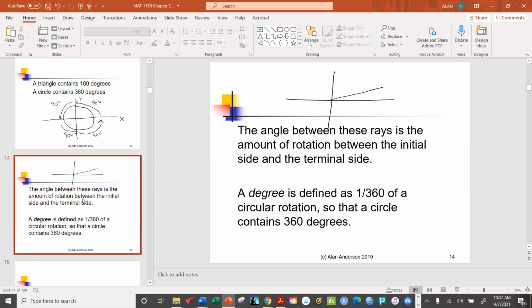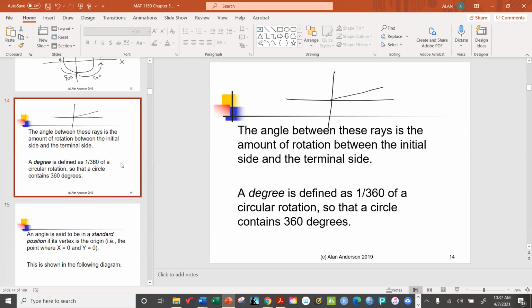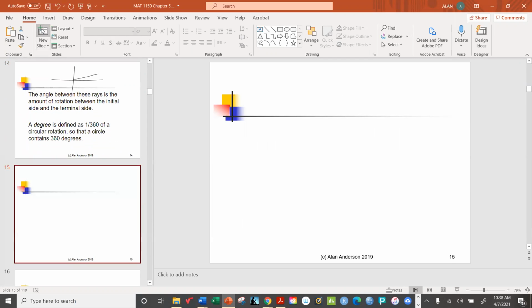Now, if you've ever studied, well, let's see. If you've ever owned a compass, what is a compass? Does anyone know?